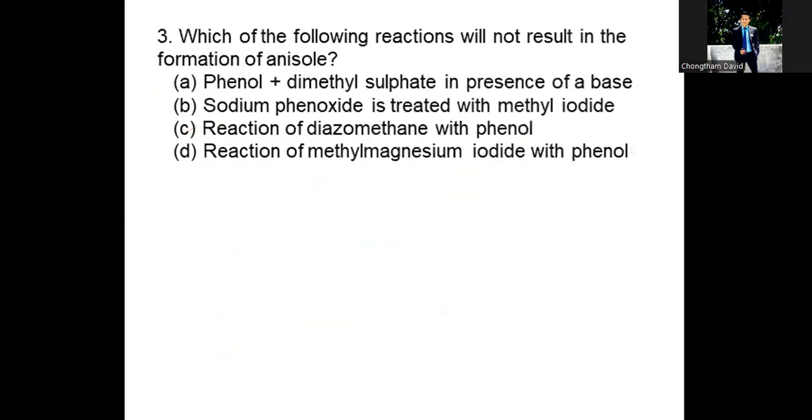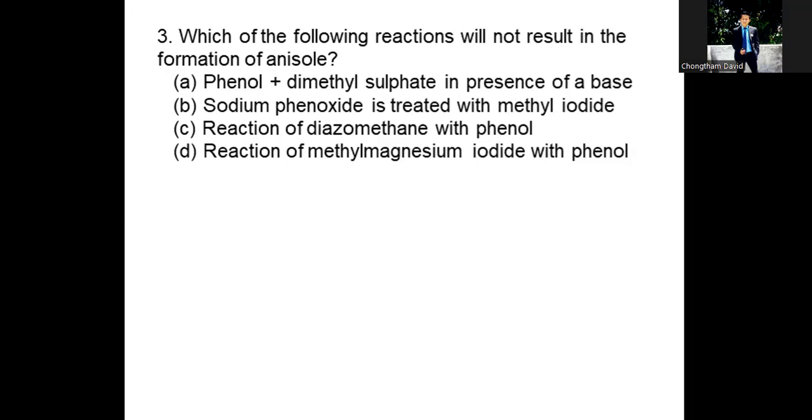Next, question number 3. Which of the following reactions will not result in the formation of any ether? Option A, phenol plus dimethyl sulfate. B, sodium phenoxide with methyl iodide. C, diazomethane reaction with phenol. D, reaction of Grignard reagent with phenol. Alkyl magnesium halide is Grignard's reagent.